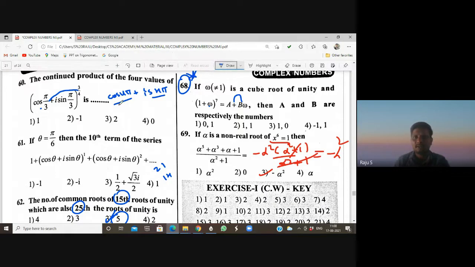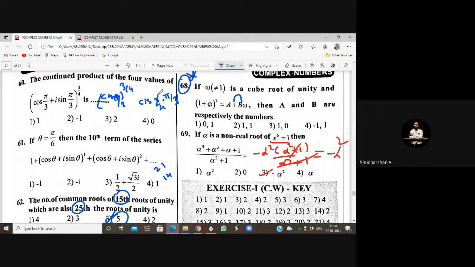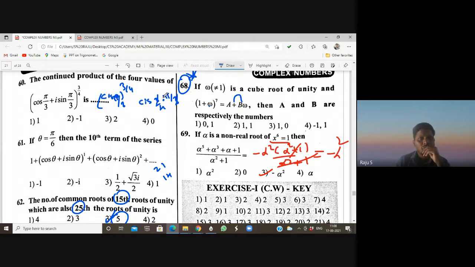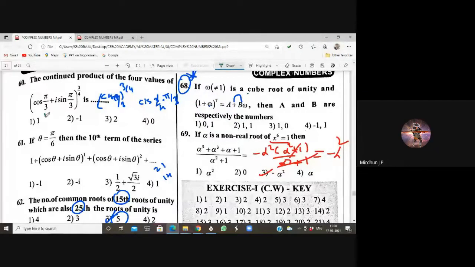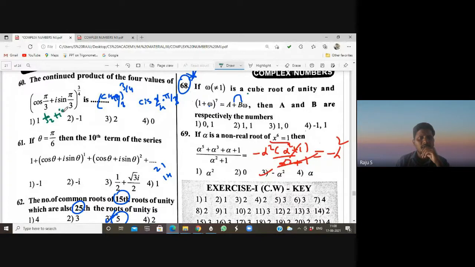Because see, just multiply here. It can be written as cis theta. Shall I write cis pi by 3 whole to the power of 3 by 4? Yes, cis of 3 by 4 into pi by 3. The 3 gets cancelled. Then that is pi by 4 only, sir. Okay. What is cos pi by 4? 1 by root 2. Then what about the i sin part? 1 by root 2.